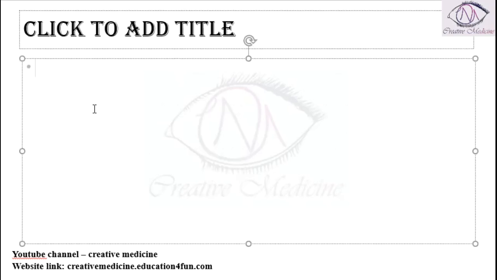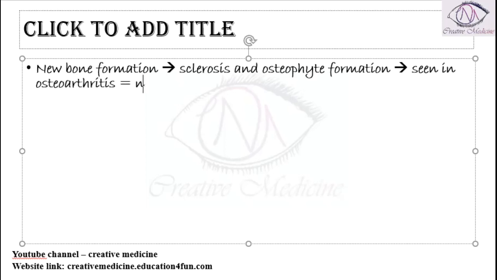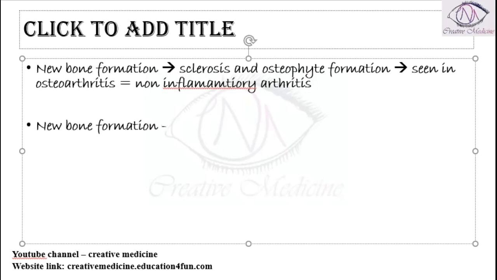So thus, new bone formation is mainly characterized by sclerosis and osteophyte formation. New bone formation with sclerosis and osteophyte formation is mainly seen in osteoarthritis, and this osteoarthritis is a non-inflammatory arthritis.